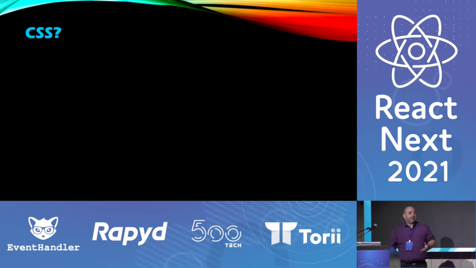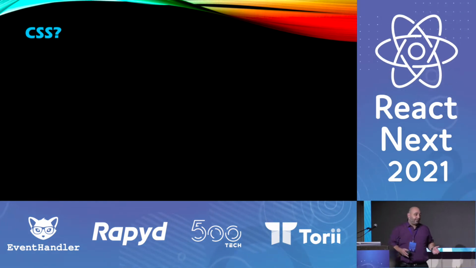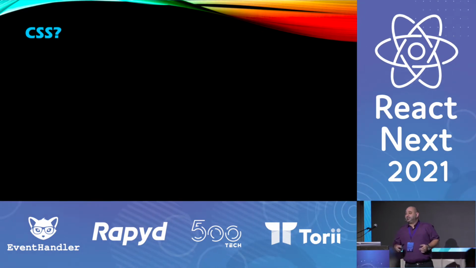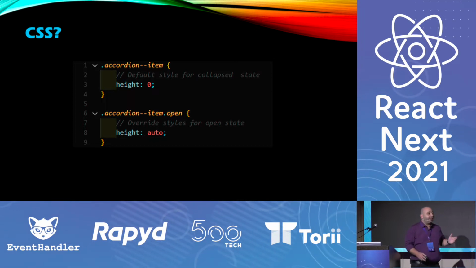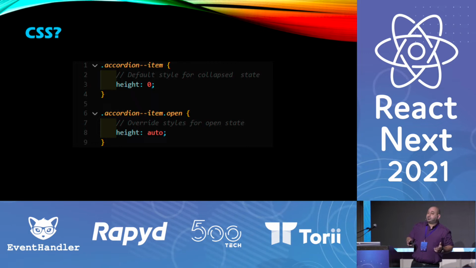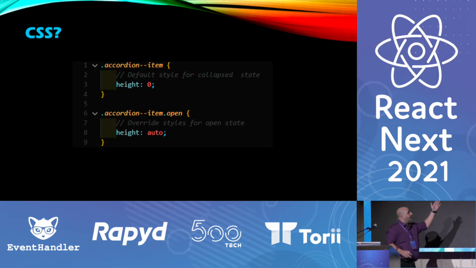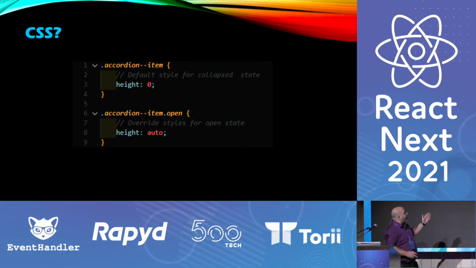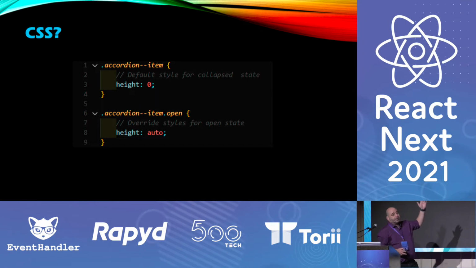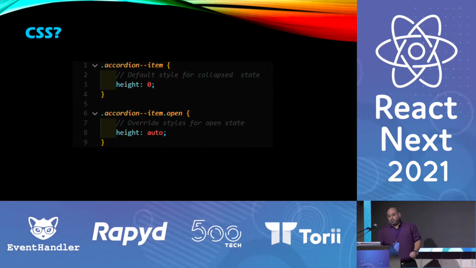So what about CSS? In his presentation, Nir didn't write the CSS. He used Bootstrap because nobody's perfect. But the CSS is generally pretty simple. You've got an accordion item class that has all the default styles for the collapsed mode. And then you have an override style, like a class of open, that has the override for the open item. For example, height 0 on the collapsed mode and height auto on the open mode.